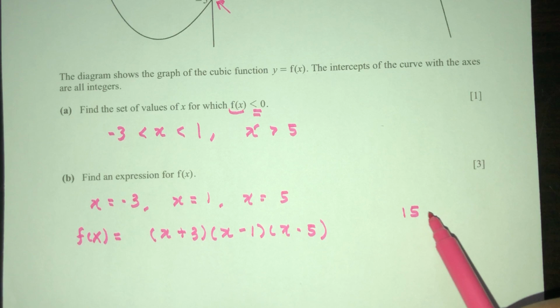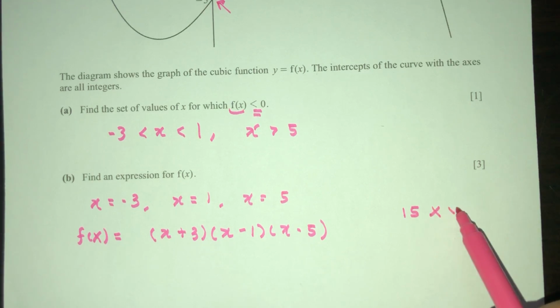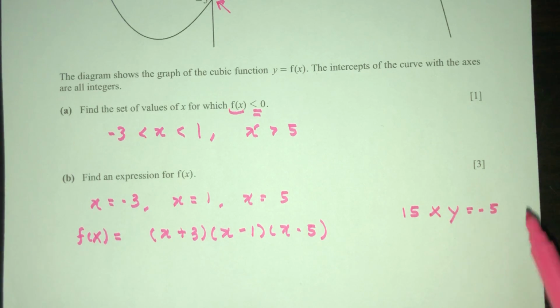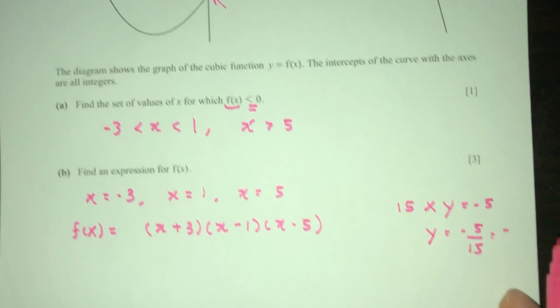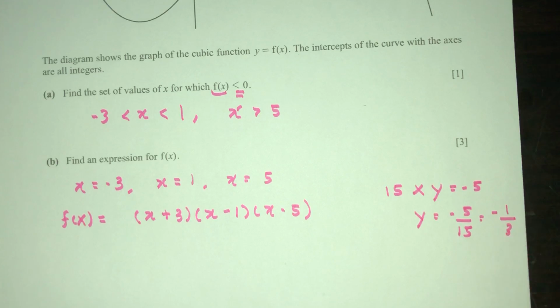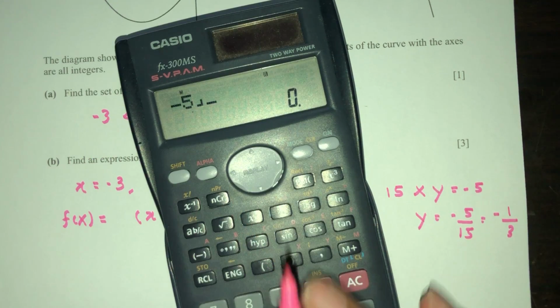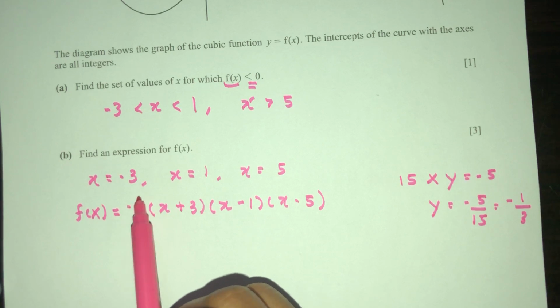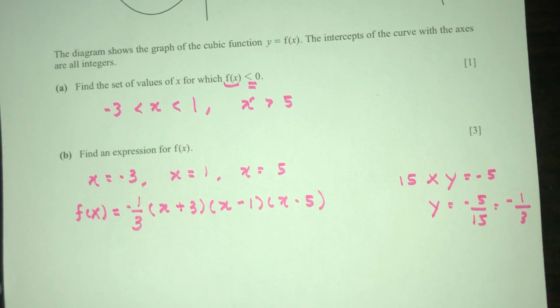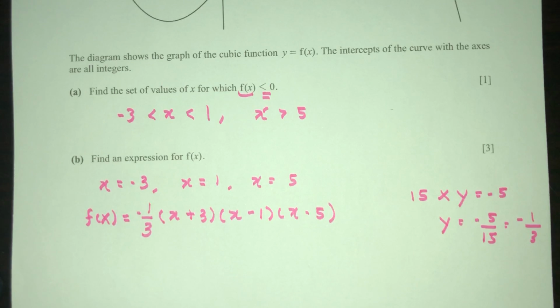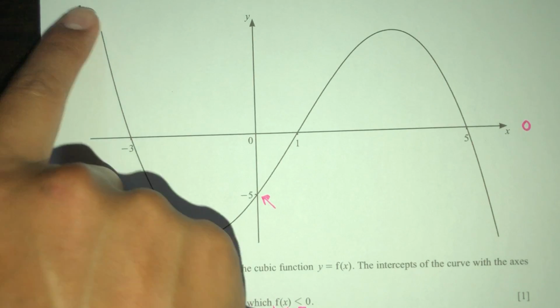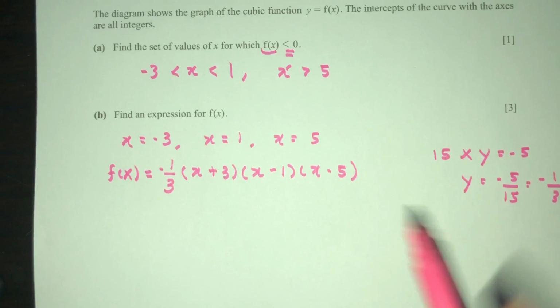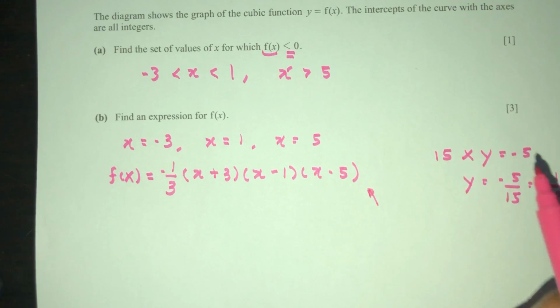You would say 15 multiplied by what? Let's call this y equal to -5. So it will have to be -5 over 15, and that will be -1 over 3. We can always check: -5 over 15 is -1 over 3. Hence, we have to add this value at the beginning of the equation, so that when you expand and put in the values, you will get exactly this kind of curve. And that will be your answer for part B of this question. And that is obviously question number 1.